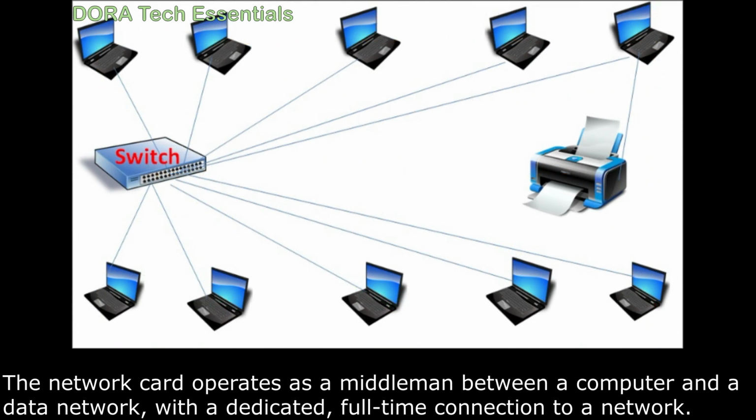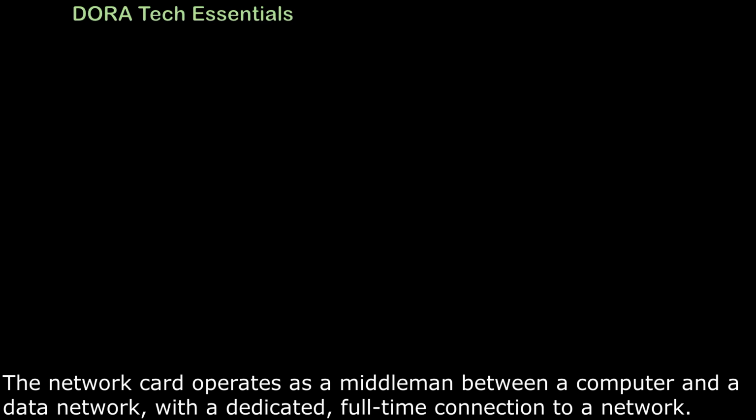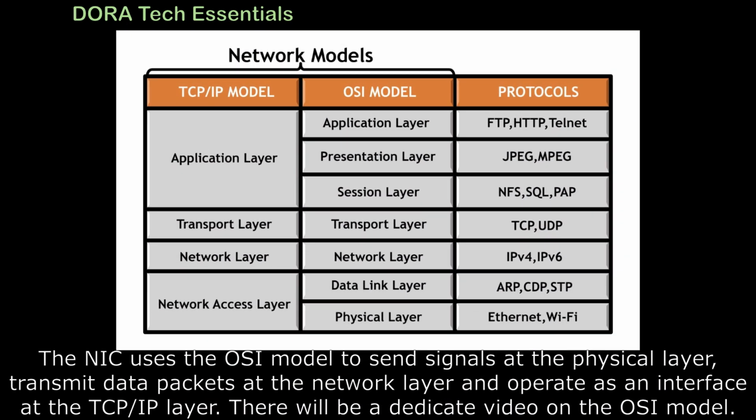The network card operates as a middleman between a computer and a data network, with a dedicated, full-time connection to a network. The NIC uses the OSI model to send signals at the physical layer, transmit data packets at the network layer, and operate as an interface at the TCP/IP layer. There will be a dedicated video on the OSI model.